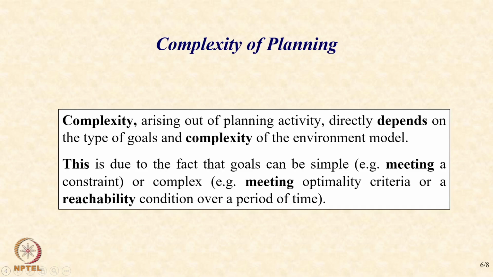Or it could even be a reachability condition, which means that over a period of time these are the values of the various states that you must reach. So, it could be a combination of any of these, and all of this will make our planning process reasonably complex.